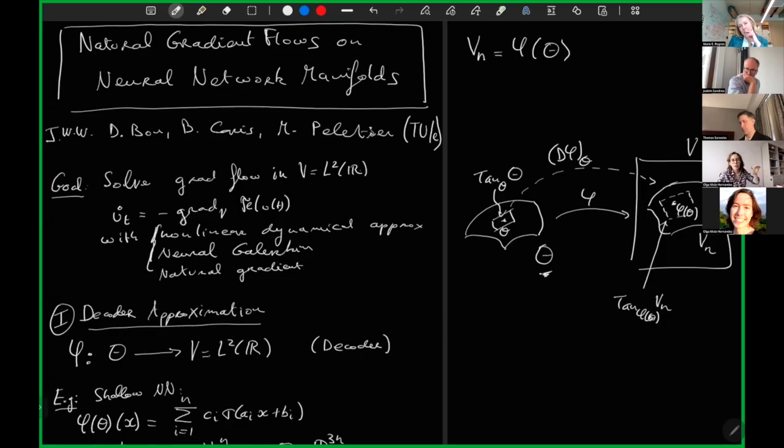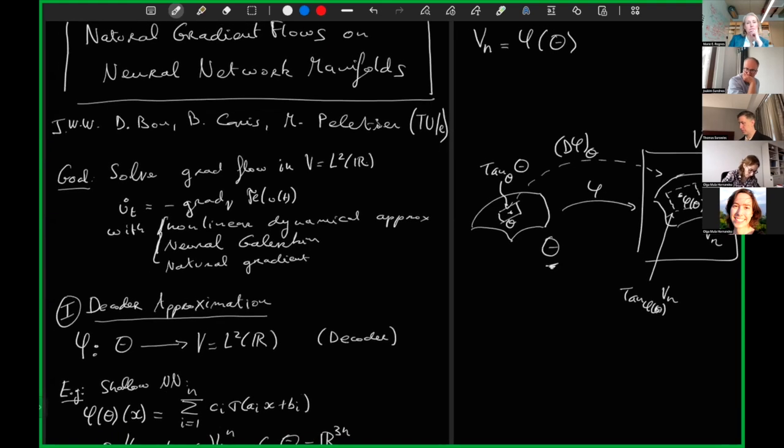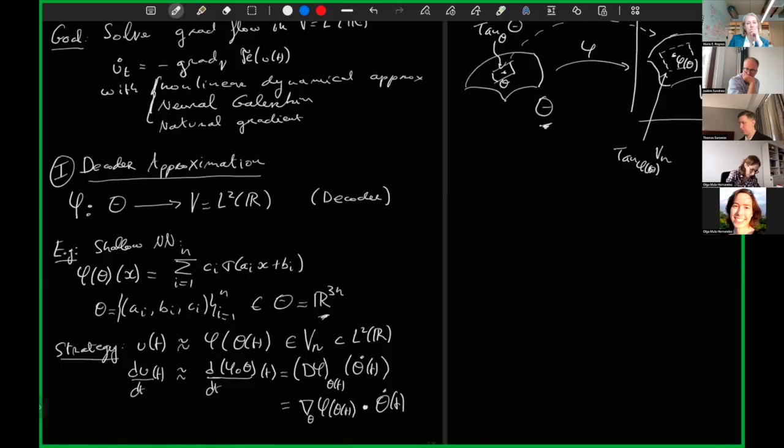So variations in the input parameters are going to induce variations in the output functions generated by the neural networks. And it is important to realize this because here my velocity, the approximation of my velocity, lies in this image, which is in this tangent space of the manifold that I am generating in my ambient space. So this thing is eventually going to be seen as an element of this tangent space of phi of theta of Vn.